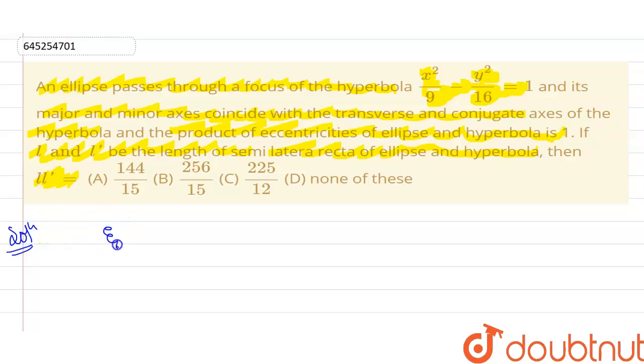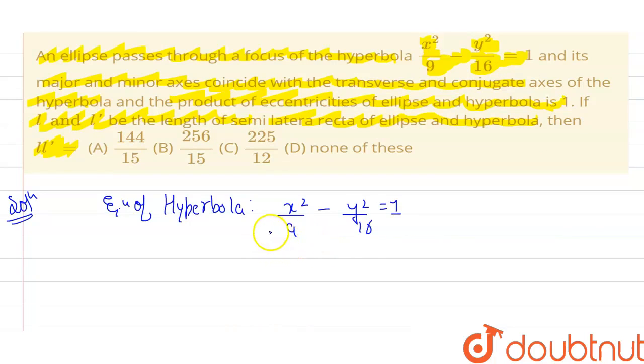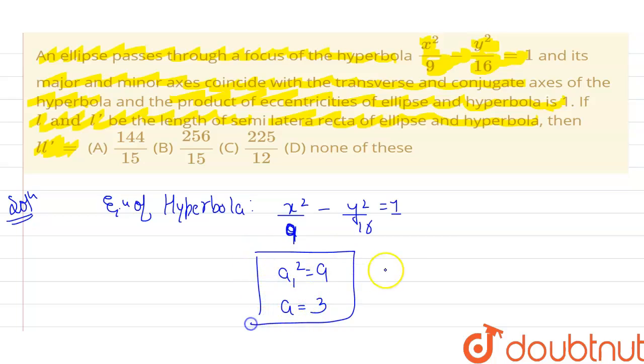So first, this is my solution part. What is the equation of the hyperbola given in the question? It is x square by 9 minus y square by 16 equals 1. In the general equation of the hyperbola, this is x square by a square, so I'm going to use a1 rather than a here. So a1 square is 9, so a1 is 3. Just remember these values. Also b1 square is 16, so b1 is 4. These are the values I have now.